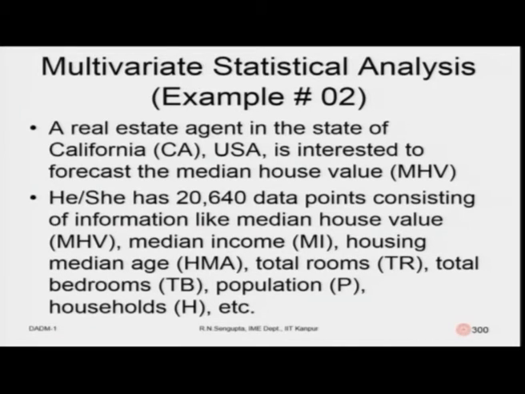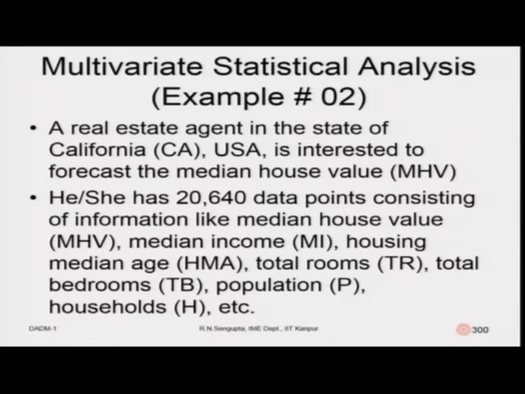So, they are denoted by MHV, which is the median house value, median income MI, housing median age HMA, total number of rooms TR, total number of bedrooms TB, population P, and households H.